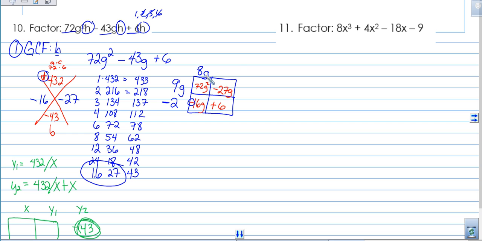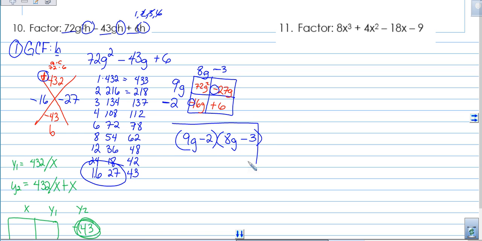They both have a g, okay? And then 8 times 2 is 16, 8 times 9 is 72, so we must have done it right. And then 9 times 3 is 27, and 6 and 27 do have a 3 in common. And 3 times 2 is 6. This is negative, so that's negative. Okay? So we have our two factors. So you get 9g minus 2 and 8g minus 3.